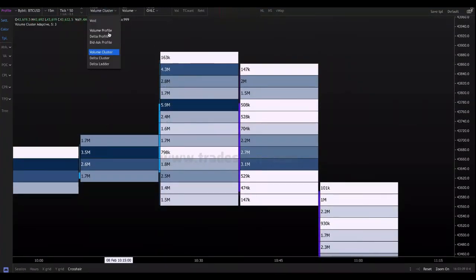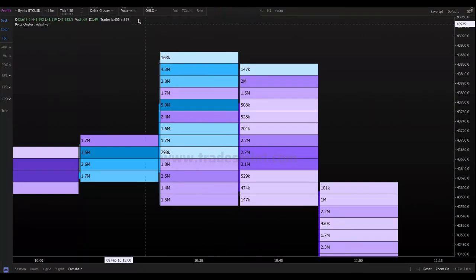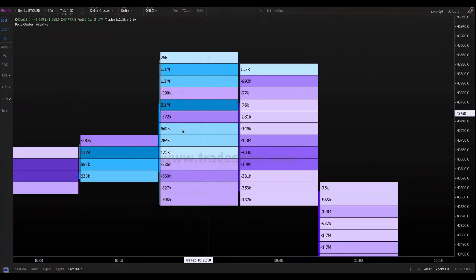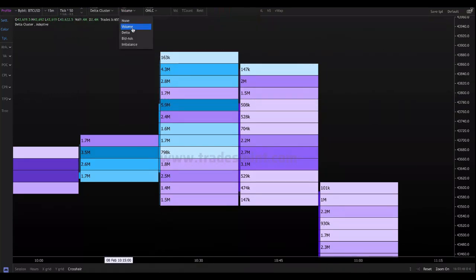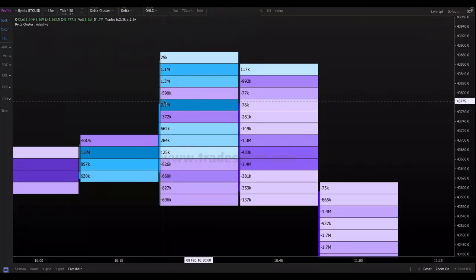Okay, and then we have the delta cluster, which is a visual representation of the delta, all right, which is buys minus sells. And we can see here that it will tell us how many more or less buys or sells there were per price per tick size, right? So, for example, right here at the price of $343,750, these 50 ticks, we can see there were 2.1 million more sells than buys, and we can see that of the total volume of 5.9, the delta is showing us that.